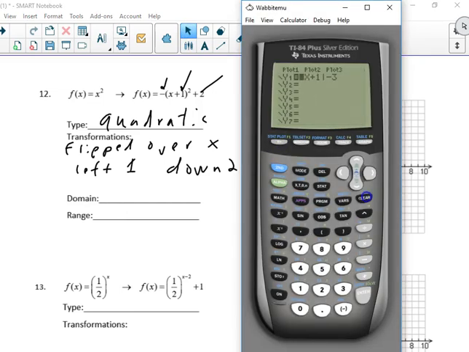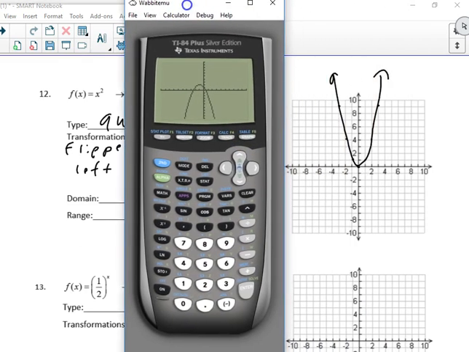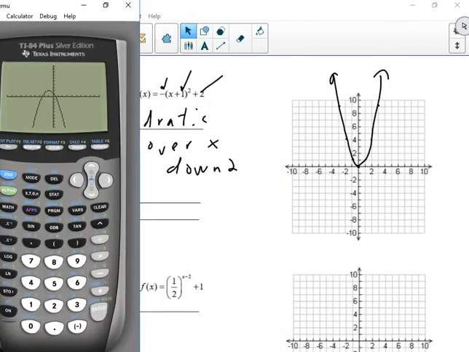Come to y equals, clear it out. Your negative key, parentheses x plus 1, parentheses squared plus 2. All right? Now, you're going to disappear on me, but I can go back and forth. So second graph, and I want to just get some points.